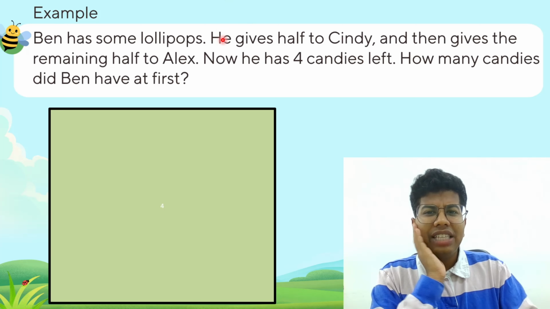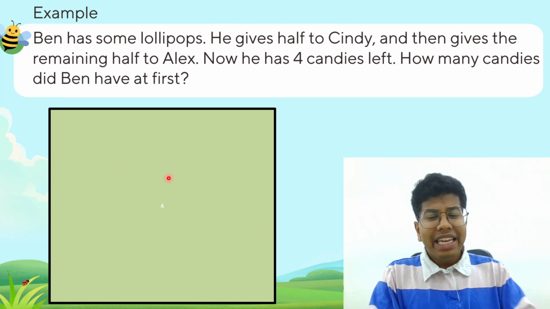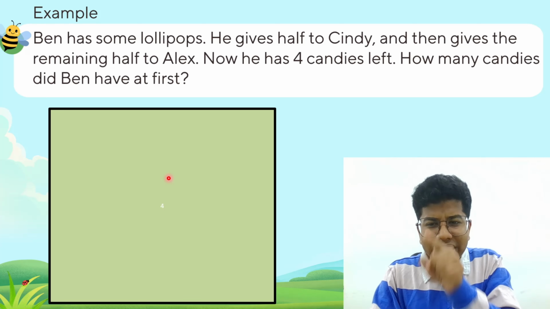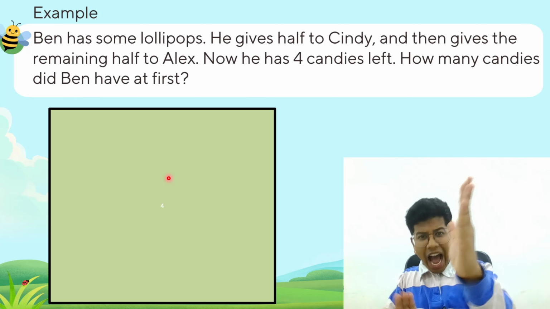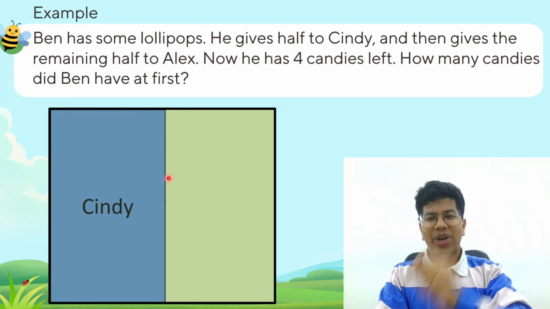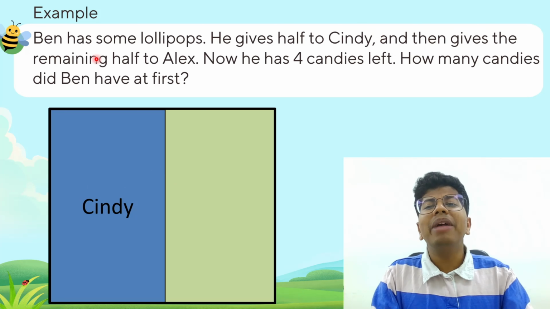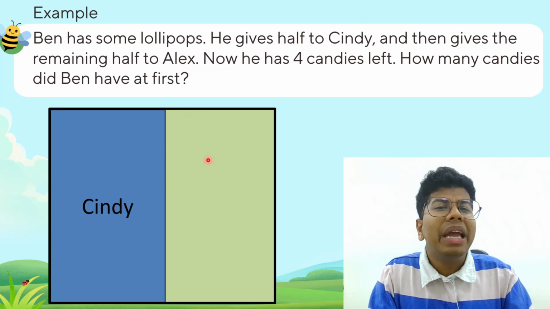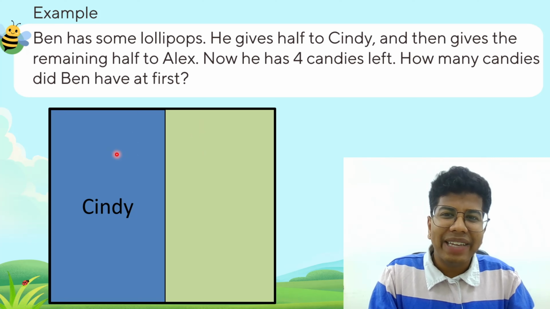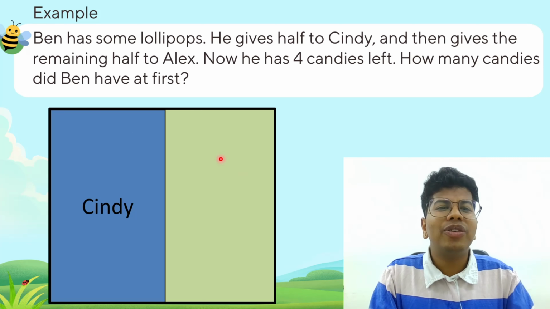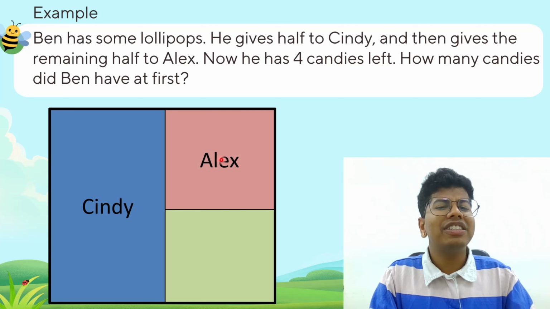The first condition is, he gives half to Cindy. So let's say if this is the total number of candies, he gives half of the candies to Cindy. So this number of candies I have to divide into how many equal parts? It says half. So I have to cut it into 2 parts, where one half is given to Cindy. And then he gives the remaining half to Alex. So which part is remaining now? 1 or 2? The 2, because the first part is already given to Cindy. Now the remaining half is given to Alex. So only half is given to Alex.